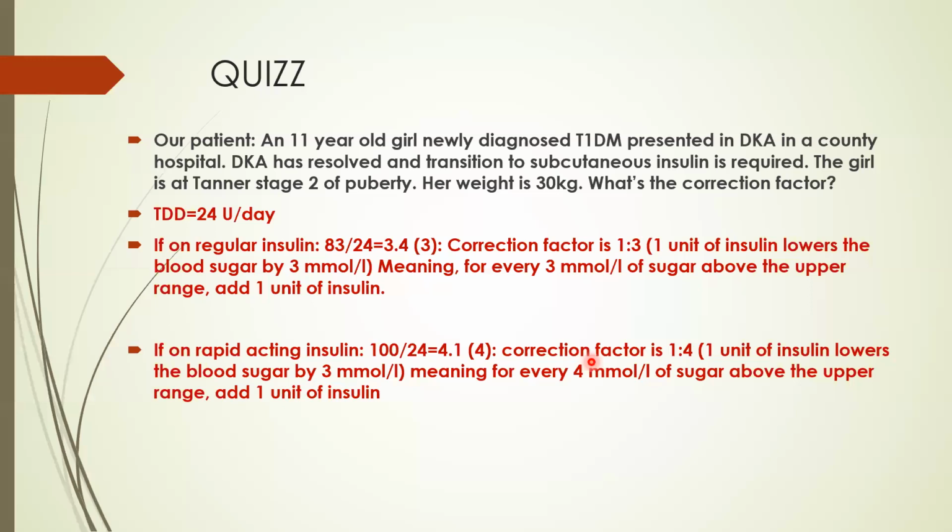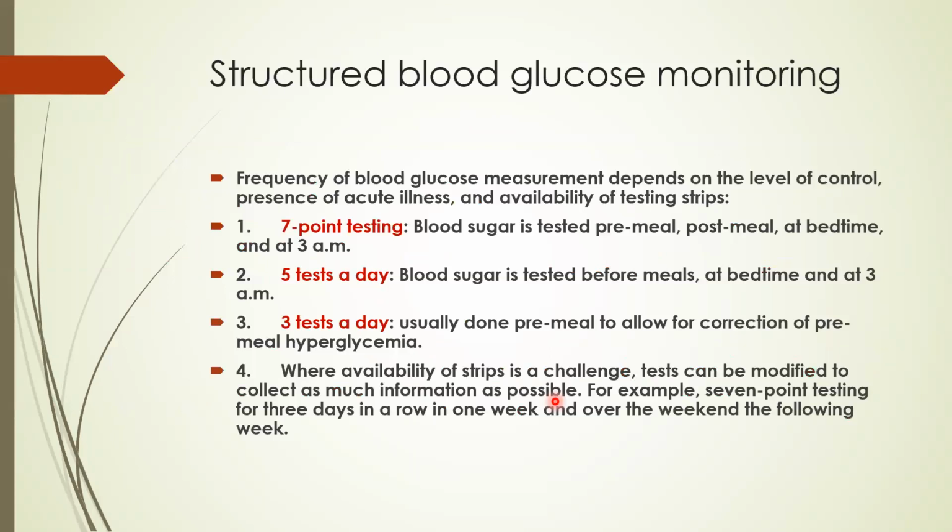In case the child is on rapid-acting insulin, like Novorapid or Humalog, then you will use a constant of 100 divided by 24. So you get a constant of 4. That means that 1 unit of insulin will lower the blood glucose by 4 millimoles, sorry, not 3, by 4 millimoles. So for every 4 millimoles of sugar above the upper range, add 1 unit of insulin.